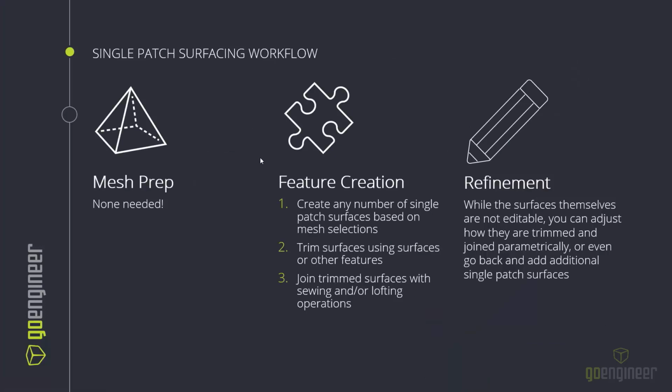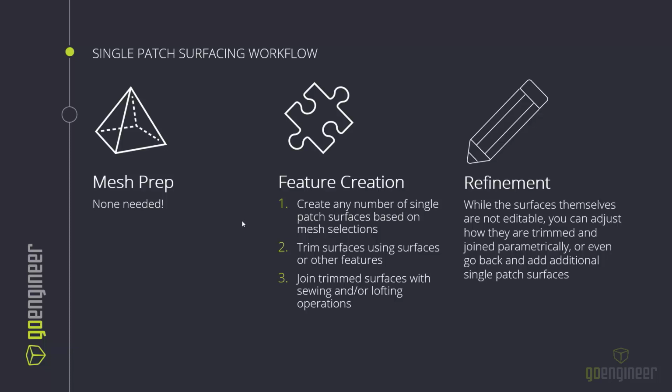So how does single patching work? As I said, you don't need to prep the mesh at all. All of the magic is in the feature creation. So what you're doing is you're creating single patch surfaces that are basically square bits of NURBS B-spline surface with as much detail as you choose. You can choose the resolution of detail capturing for each individual surface patch.